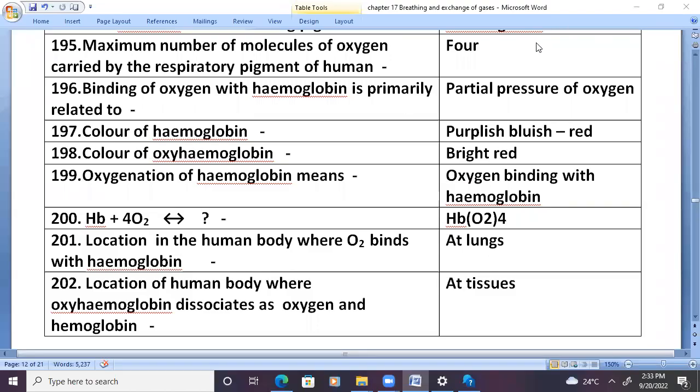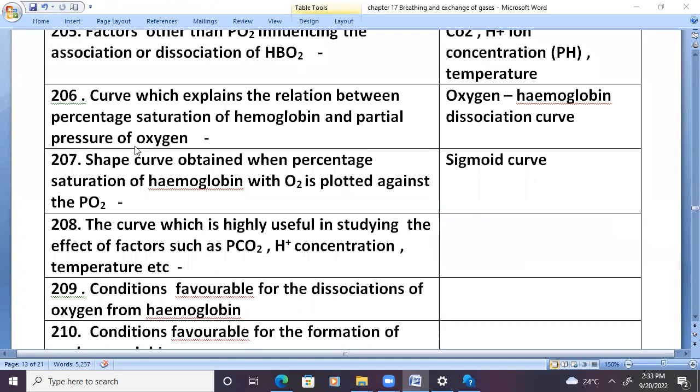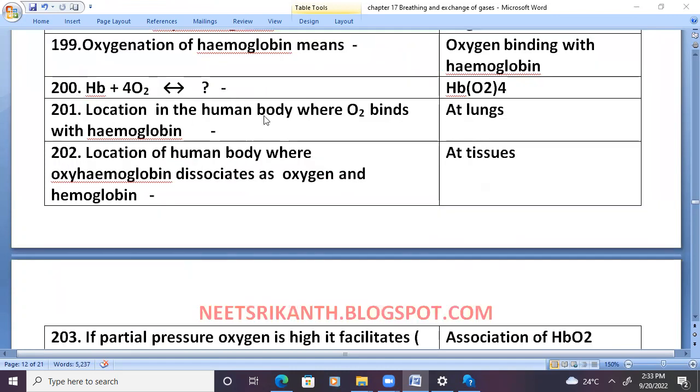Breathing and exchange of gases, NCERT single sentence based questions. We did already up to 207. Let's do from 201 now. Location in the human body where oxygen binds with hemoglobin: it is at the lungs.